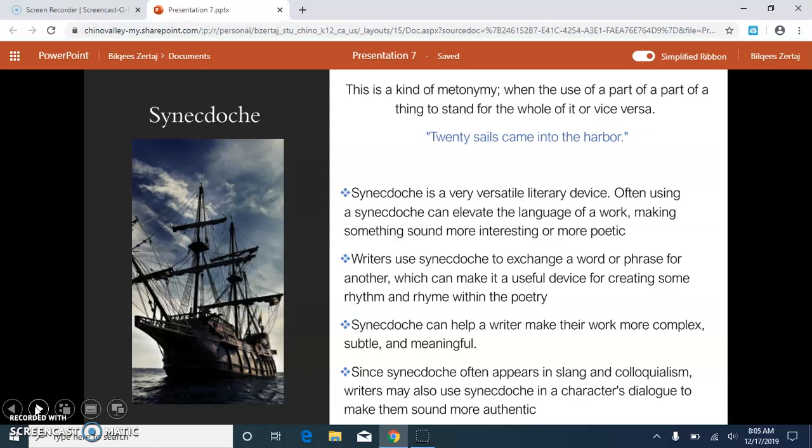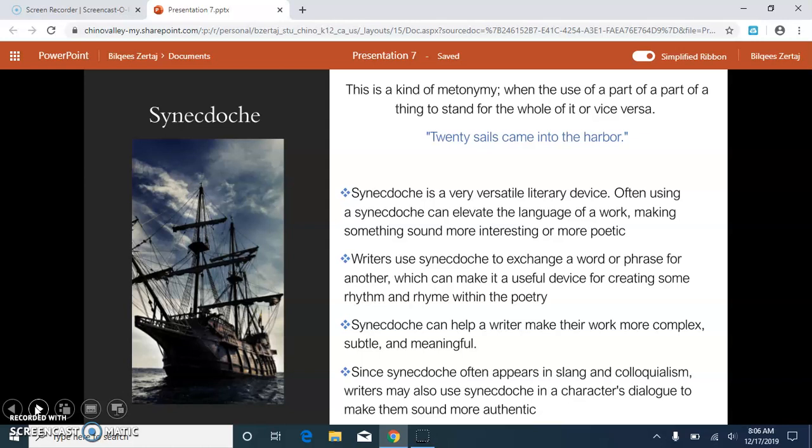A synecdoche is a type of metonymy, the use of a part of a thing to stand for the whole of it or vice versa. An example is "20 sails came into the harbor." It is a very versatile literary device. Often using it can elevate the language of a work, making something sound more interesting or more poetic.